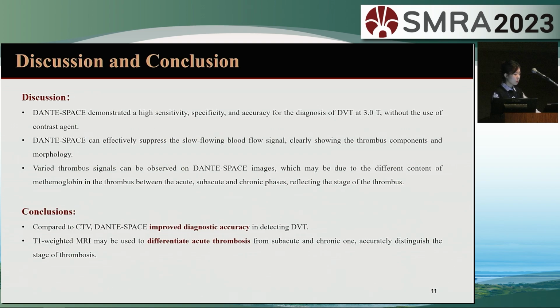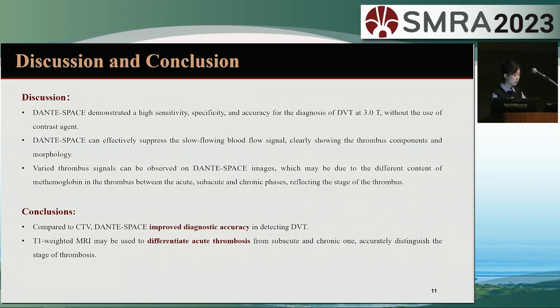So, DantiSpace demonstrates a higher sensitivity, specificity, and accuracy for diagnosis of DVT at 3T MRI without the use of contrast agent, and it can effectively suppress the slow-flowing blood signal, clearly showing the thrombus components and morphology. Different thrombus signals can be observed on DantiSpace imaging, which may be due to the different content of methemoglobin in the thrombus between the acute, subacute, and chronic phases, reflecting the stage of the thrombus.